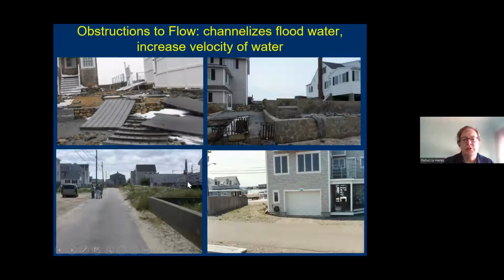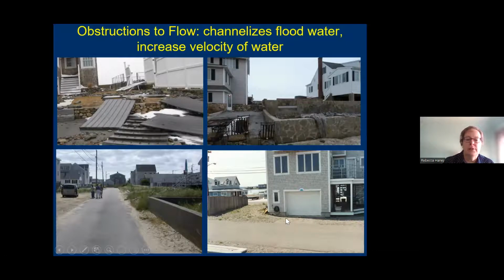Some of the things that do obstruct flow and cause reflection of it or deflection of it to channelize flow are solid fencing. Any kind of solid fencing like this is going to channelize the flow. Solid retaining walls, even breakaway walls below the base flood elevation. If you have a lot of moving water going through there, this is only designed to break away in the higher level storm event. In the smaller ones, it reflects it around or channelizes it.